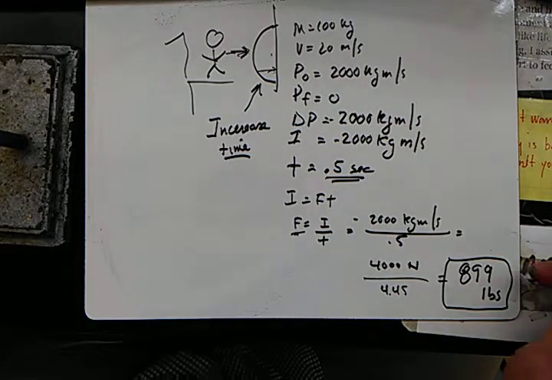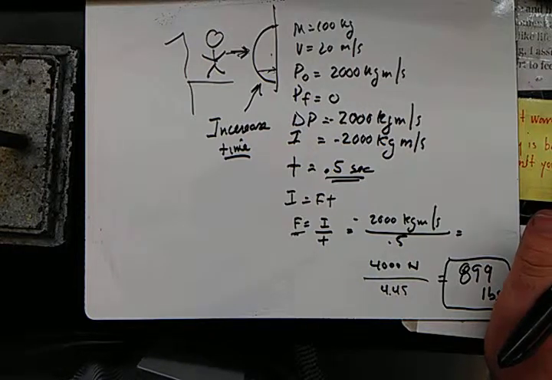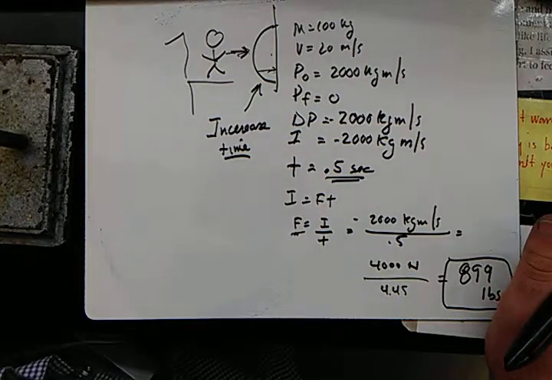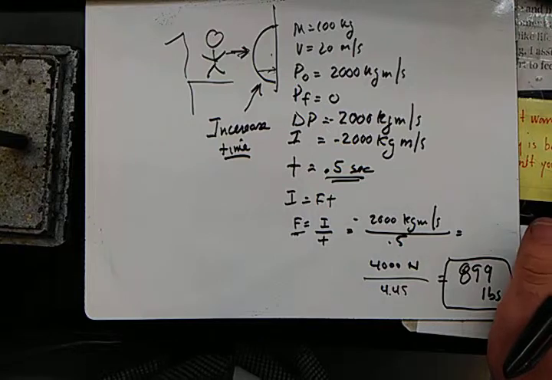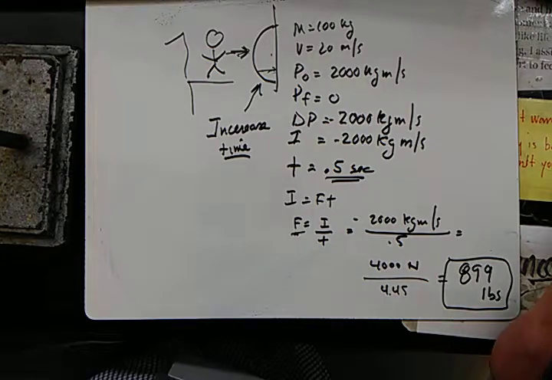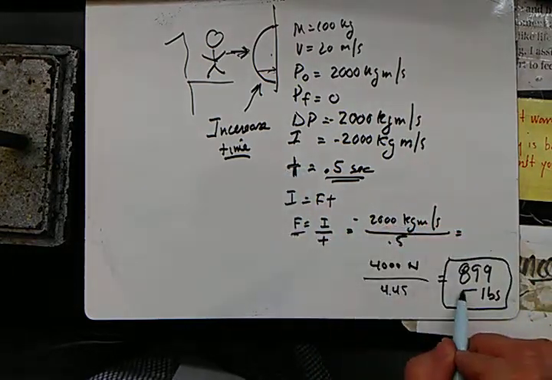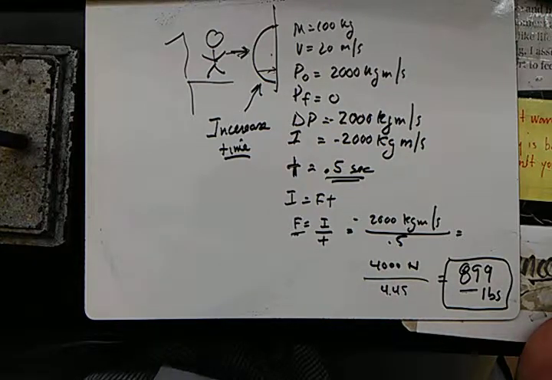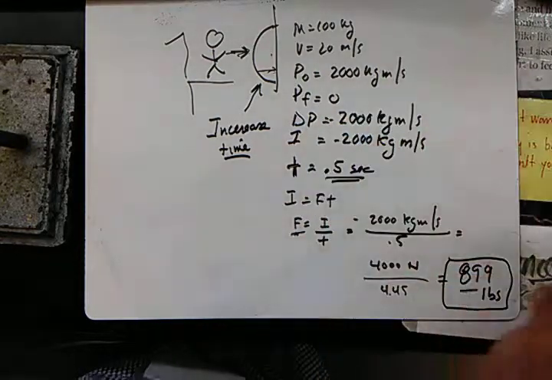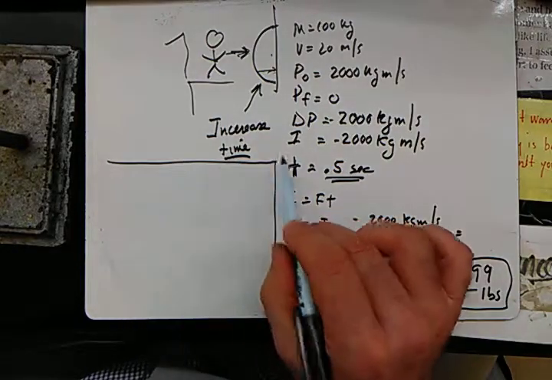We can see the dramatic difference. Now, 899 pounds sounds like a lot, but the human body can take quite a bit of force. But it couldn't take the 45,000 pounds that we had originally. So we increase this time, and we can drastically decrease the amount of force felt on the person in a car accident. I think that's smart. I mean, I think that's incredible.